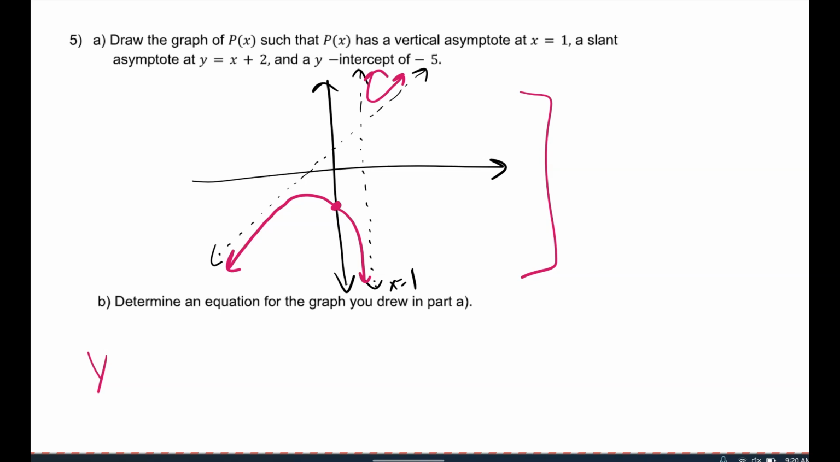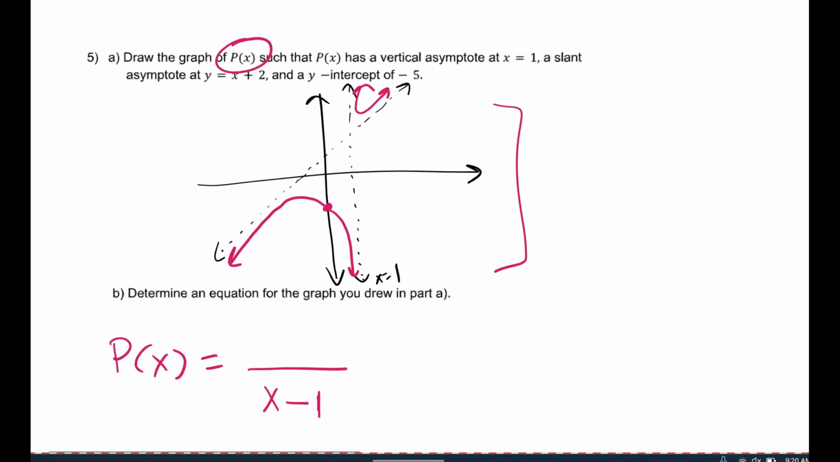Well, again, an equation. First off, it's not going to be y equals in this case because they want me to draw the graph of p of x, so they've given me a particular label here. So I'll make that p of x. And I know my denominator should be x minus 1. The reason I know that is my vertical asymptote is at x equals positive 1, so positive 1 would make this denominator equal to 0.